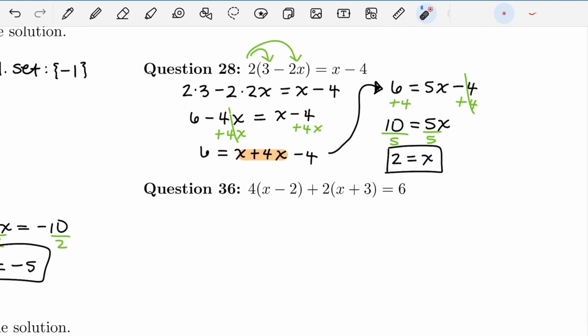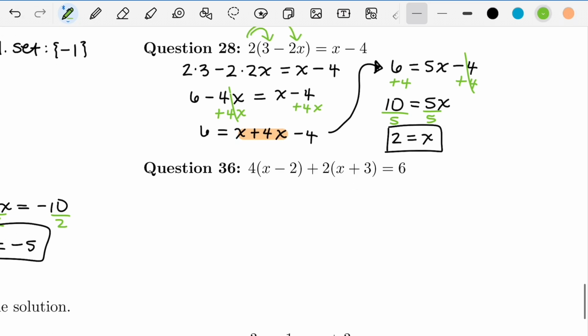All right. Now the last one here is a little more complicated, but we're just going to do the same thing. We're going to use our distributive property in 2 places, and then combine like terms and get our x variable completely alone. So the first thing we need to do is distribute this 4 to both terms in the parentheses here, and then this 2 to both terms in the parentheses here.